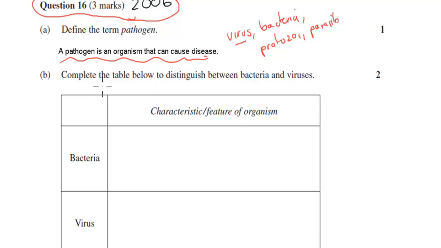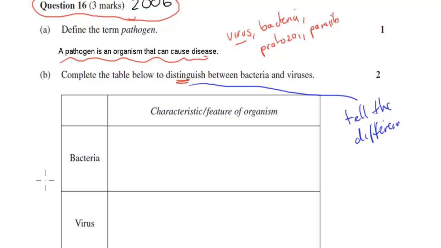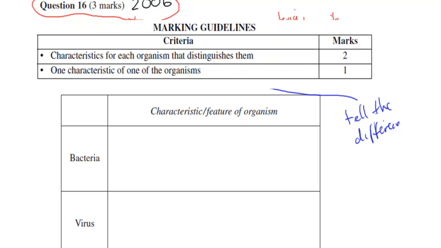And then the second part was complete the table below to distinguish between bacteria and viruses. Distinguish means be able to tell the difference. So what kind of features would we have to list to make sure we can tell the difference between bacteria and a virus? So the marking guideline says to get 2 marks out of 2, we have to talk about the characteristics for each of the organisms that distinguishes them, right? So what kind of features do they have that tell them apart?